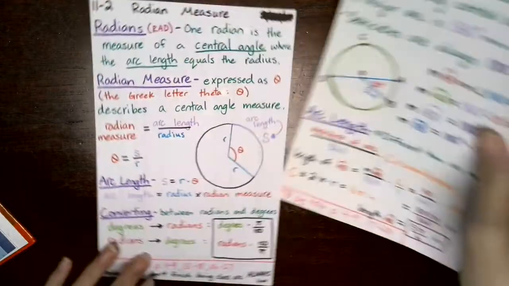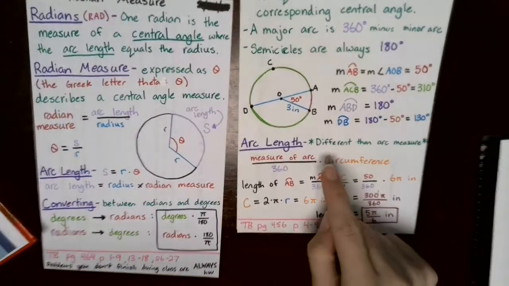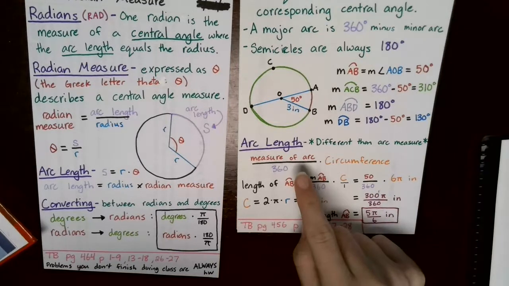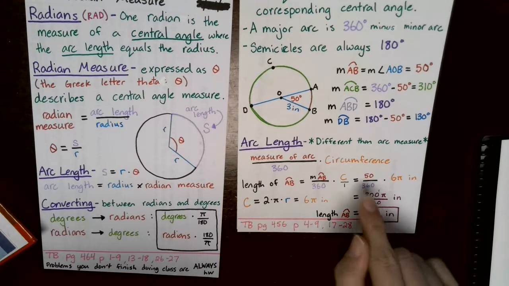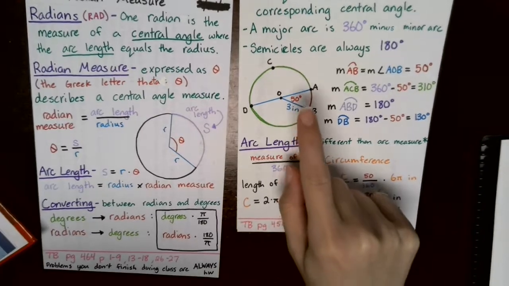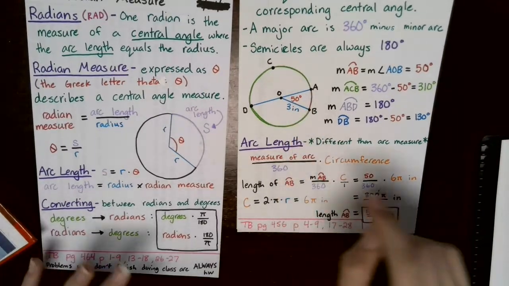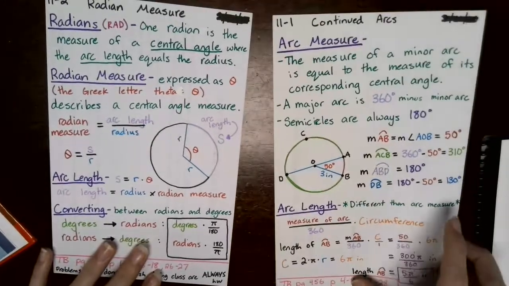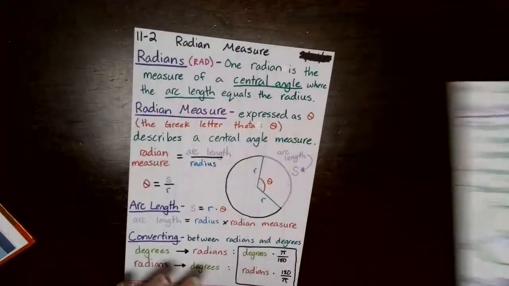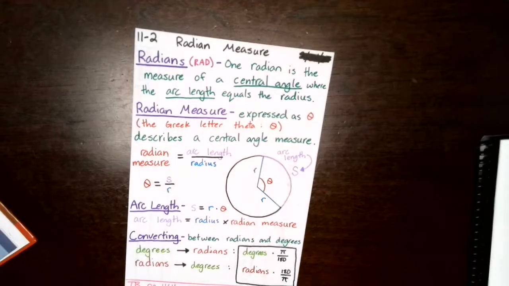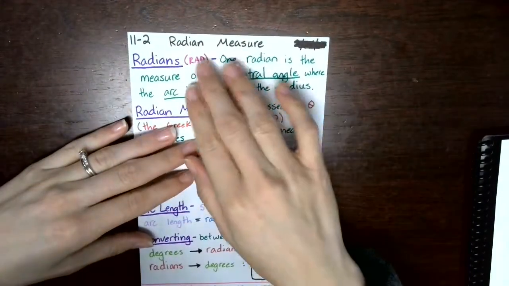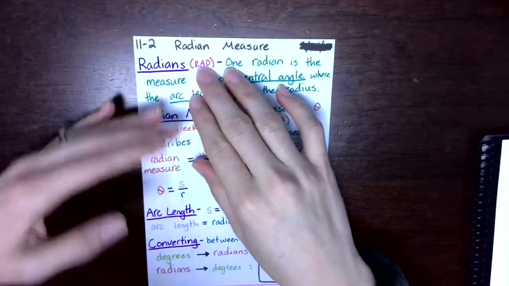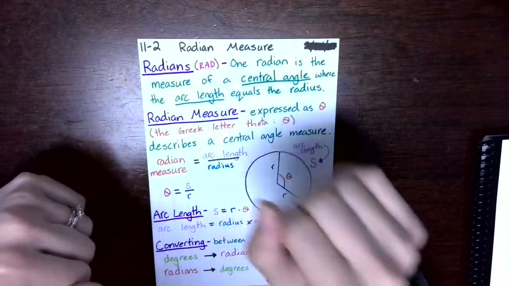Now, if you recall from 11-1, arc length is when we take the measure of the arc over 360 times circumference. So when this equals the radius, that is 1 radian. So that's how that works. You may have heard radian before back in chapter 10, where calculators are either in degrees or radians, which means radian is a different type of unit than degrees, okay?